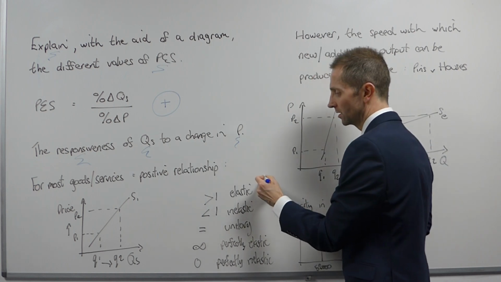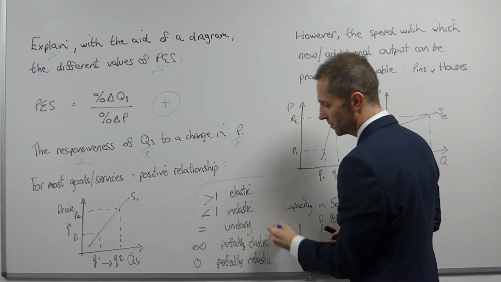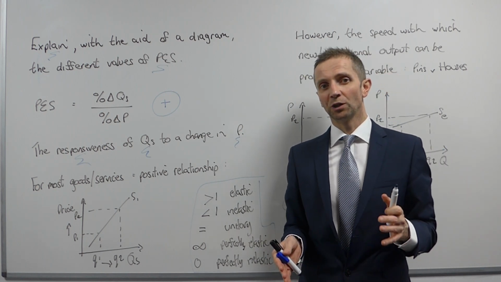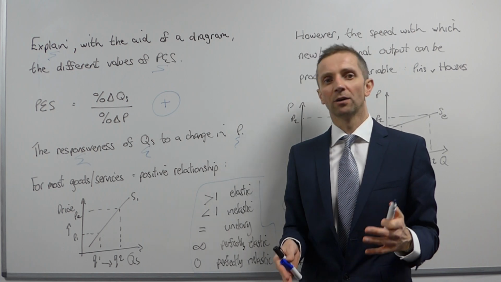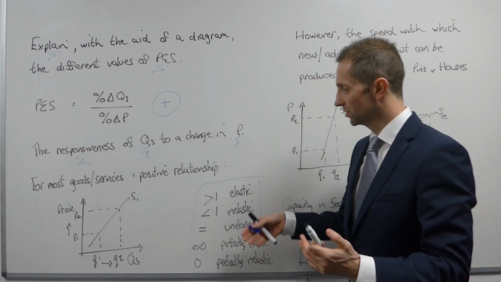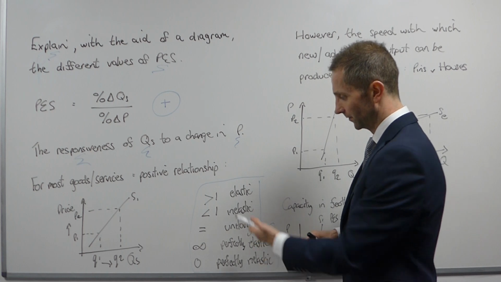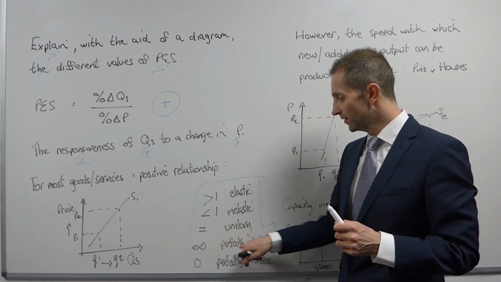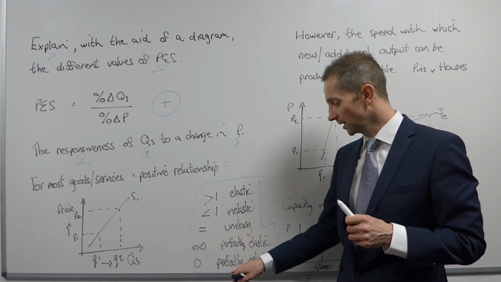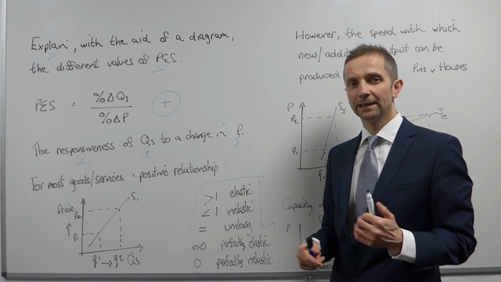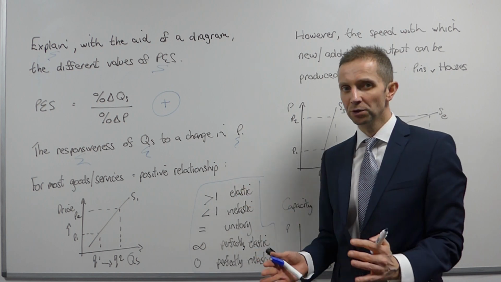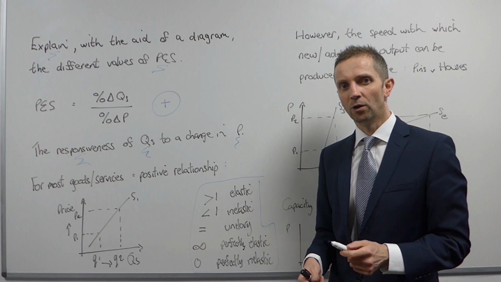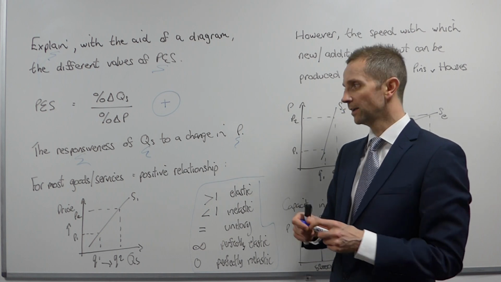And again, we can refer back to these same measures when we're determining is it elastic, inelastic, unitary, perfectly elastic, or perfectly inelastic. So if it's greater than 1, it's elastic, less than 1, it's inelastic, equal to 1, unitary. Infinity is perfectly elastic and 0 is perfectly inelastic. Again, nothing new there in comparison to what we looked at on price elasticity of demand.